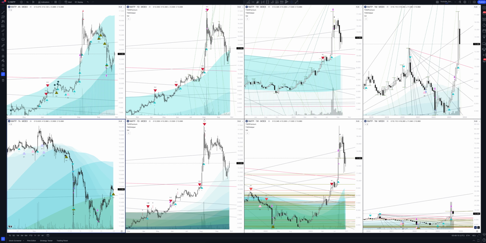Today we will take a look at NMTP stock. Let's analyze the market situation and find out how you can make money on it. Let's start.